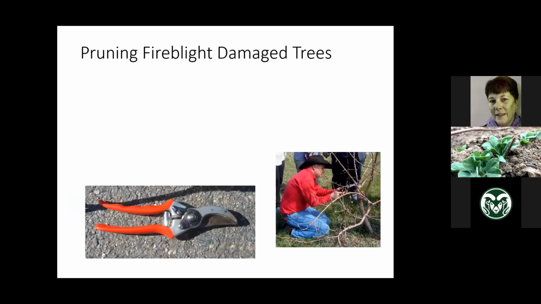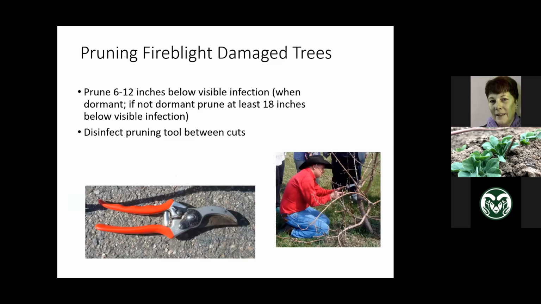Pruning fire blight damaged trees. How do we do that? Well, if it is the dormant season, I highly recommend going at least 12 inches beyond the visible infection. So if you see a margin edge, go 12 inches back and then make your cut. If the tree is not dormant, I recommend at least 18 inches past that visible infection, because the bacteria could have moved in that tree and you just don't see it.